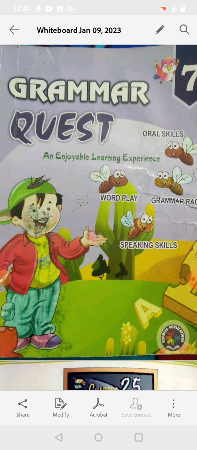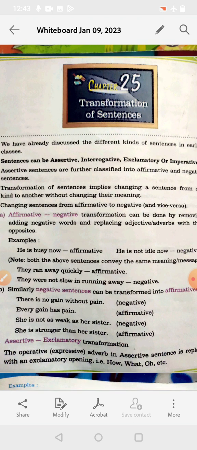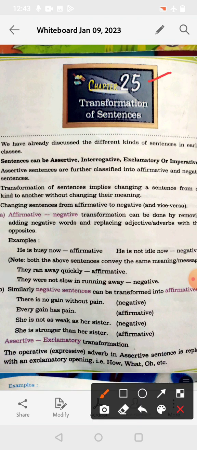Students, in the school we have almost completed most of the chapters, but the remaining portion we will continue in the videos. So today I'm going to start with chapter number 25, that is transformation of sentences, and it is on page number 134.